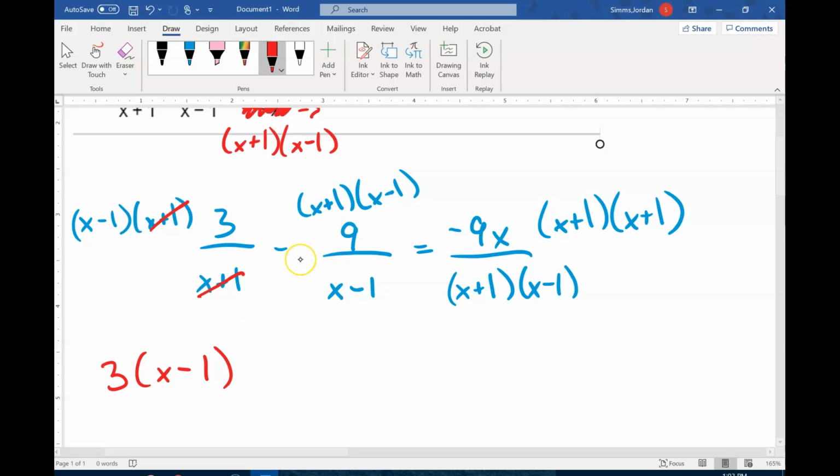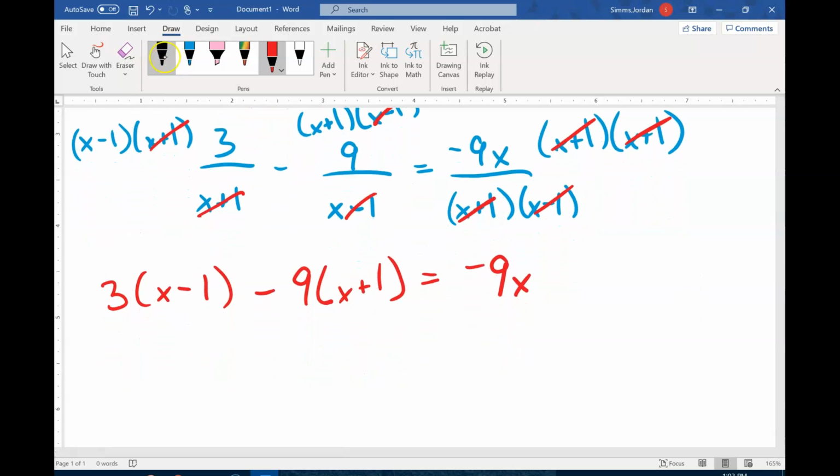Over here, I'm going to write my minus sign. X minus 1 is going to cancel with x minus 1, and we have 9 times x plus 1. Equal sign. And here, all of it's going to cancel. We're left with negative 9x. Don't miss that negative, or we'll get it wrong. Our next step now, we can just distribute, combine our like terms, and solve for x.